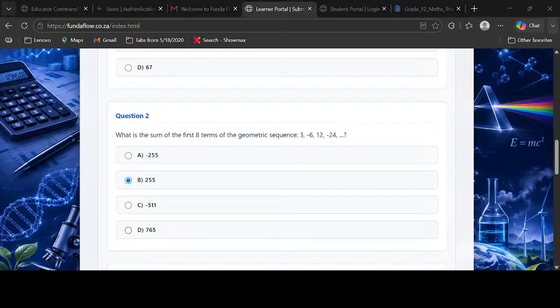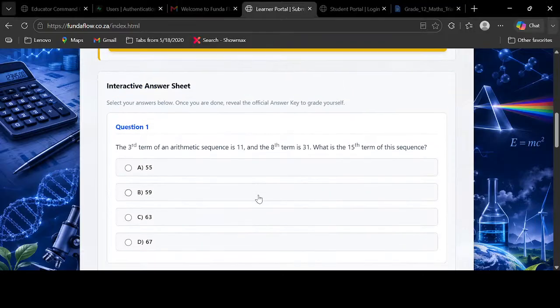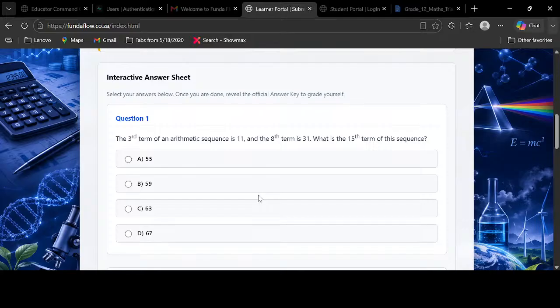Okay, so then we have the first question, which is question 1. We're given our quiz. Now we're going to go through our quiz. The quiz says, the third term of an arithmetic sequence is 11. Okay, they say the third term, number 3. We're going to write it down, guys.